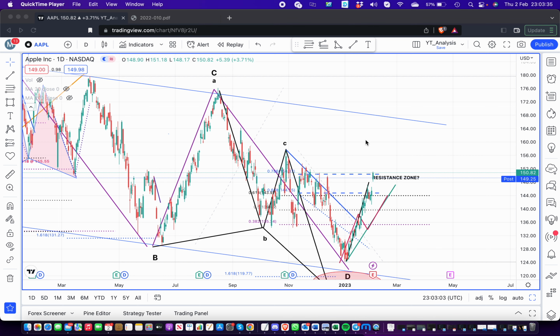We'll be taking a look at the stocks Apple, Tesla, Amazon, and finally Microsoft.